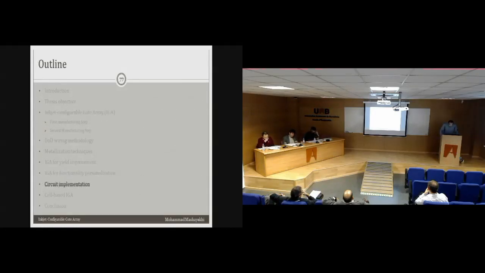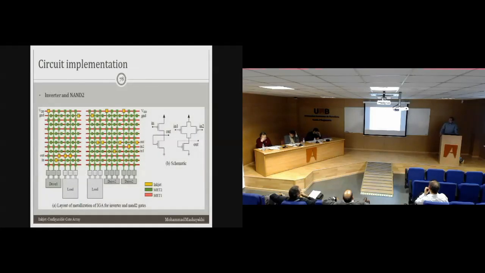So I'm going to show some circuit implementations of the gate array. In the gate array, I used the inverter and NAND 2 gates as the most elementary and basic logic gates. As we see, we are having the drop configurable structure for the wire cell. So just by leaving some drops, and using only 2 transistors, 1 drive and 1 load for the inverter, and 2 drive and 1 load for NAND 2, we are implementing these 2 gates.